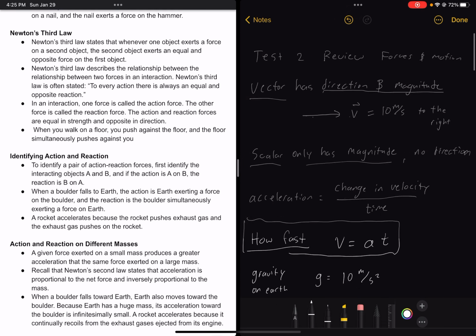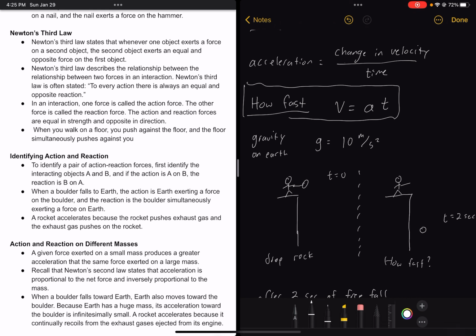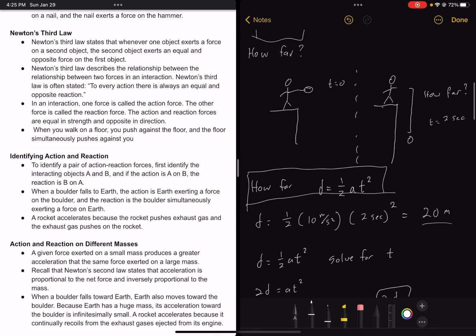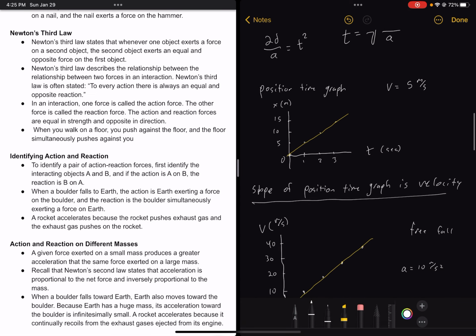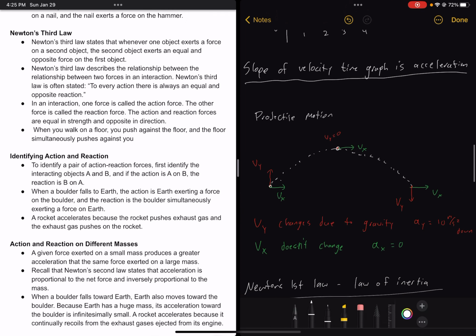So anyways, that's pretty much it. A recap of everything that we covered. We talked about vectors and scalars, motion, velocity, acceleration, position, stuff like that. How fast and how far. All right, so you need to know those equations. They're going to be on the equation sheet. Also the motion graphs, right? So position time graph, velocity time graph.